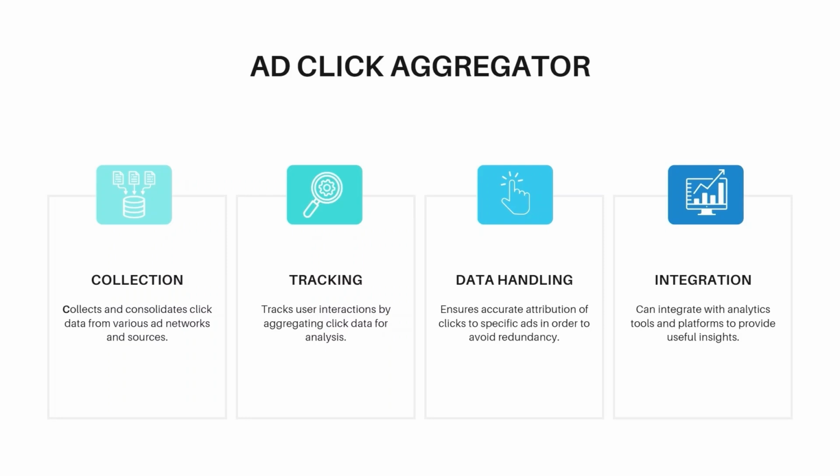Let's talk about the Ad Click Aggregator system. An Ad Click Aggregator system consists of four components: collection, tracking, data handling, and integration. If we talk about collection, this platform gathers and unifies click data from various sources, be it ad networks, devices, or users, which leads towards tracking of data.